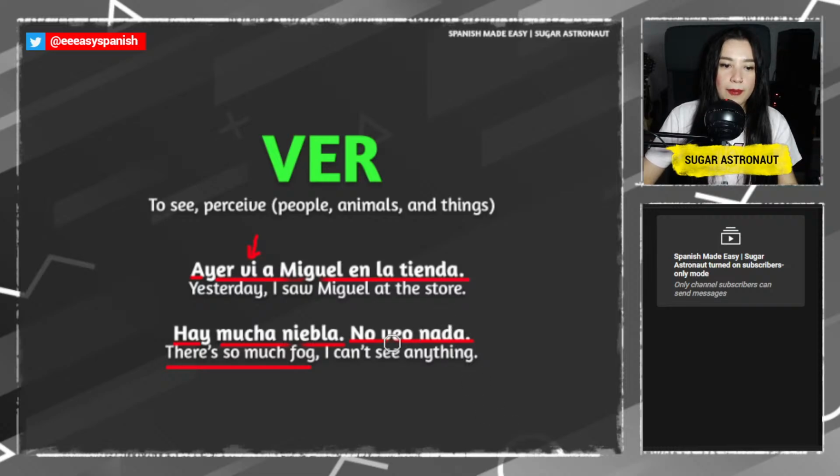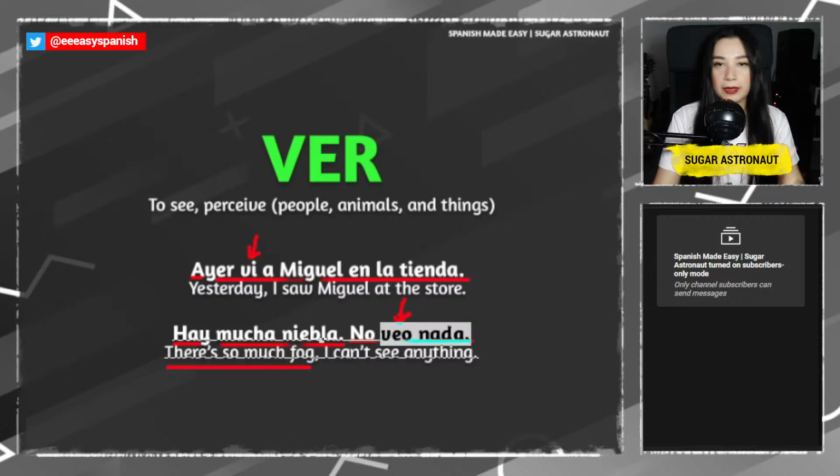Okay? No veo, in this situation, veo means see. No veo, I can't see. Or no puedo ver, that's like the literal translation of I can't see, but you can also say no veo. No veo, no puedo ver. So let's just change it to the literal translation so you don't get confused, but either one works perfectly fine.